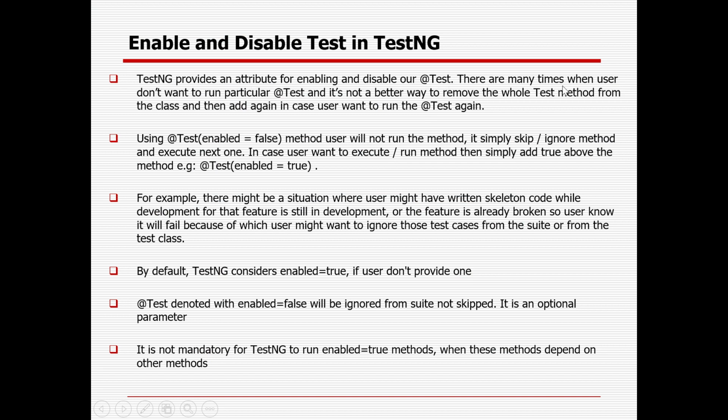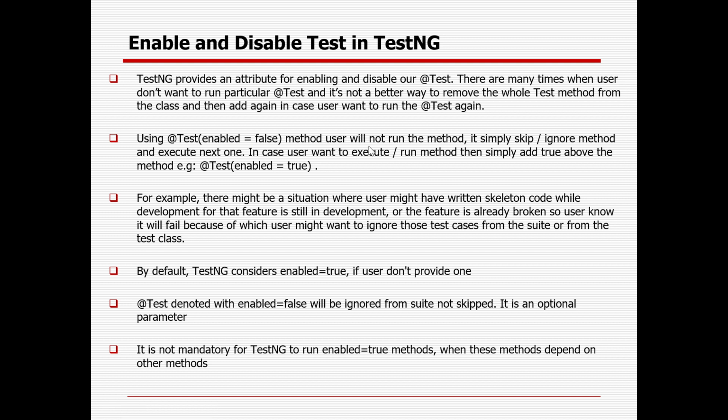There are many times when a user doesn't want to run a particular test case, and it is not a good way to remove the whole test method from the class and then add it again when the user wants to run it. So what can we do? You can make it enabled equal to false, so that it will not run. It will simply skip or ignore the method.